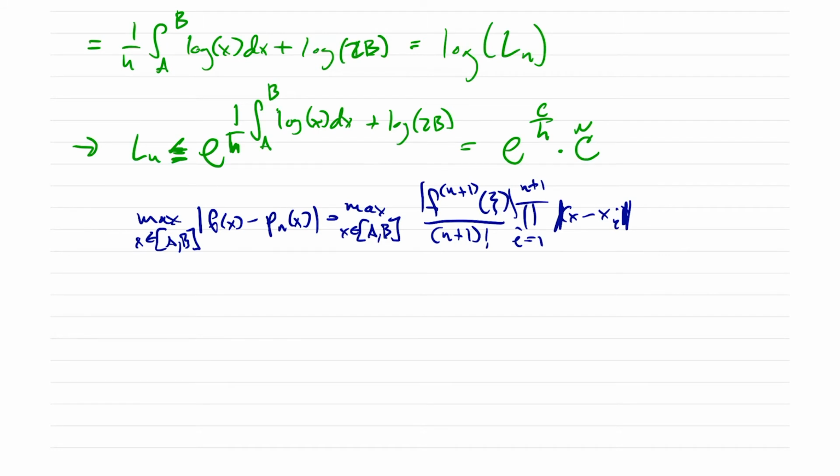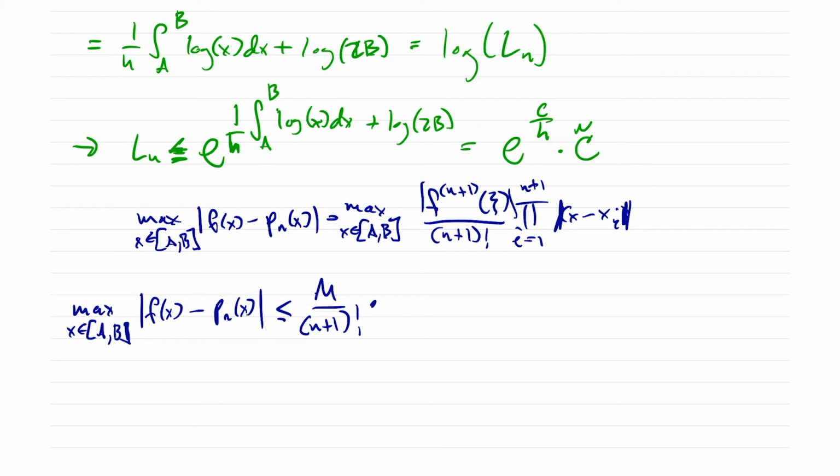All right, so now what do we get? So I can see that we have, let's put this in blue, the maximum of x inside of [a, b] of the difference between f and its interpolating polynomial. Now this is going to be less than or equal to, we assumed that this was just constant, so we're going to have an M over, say, (n plus 1) factorial. And now we're replacing this guy by e to the c over h times some c tilde.